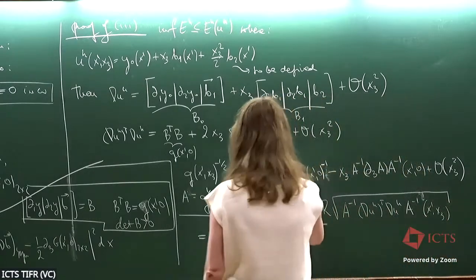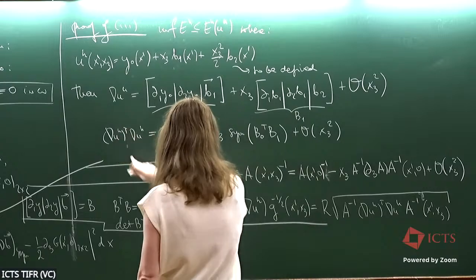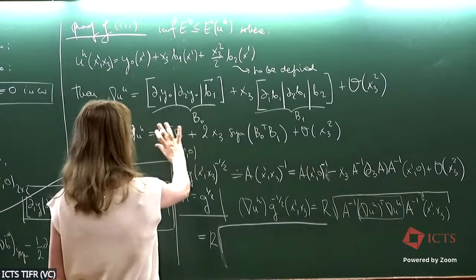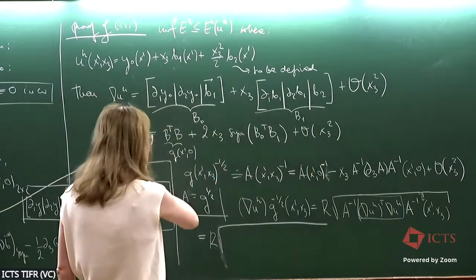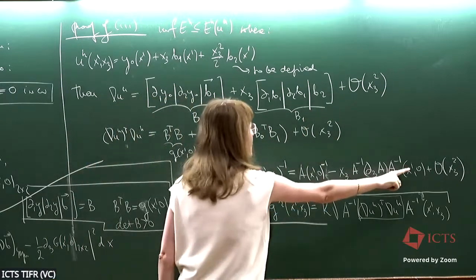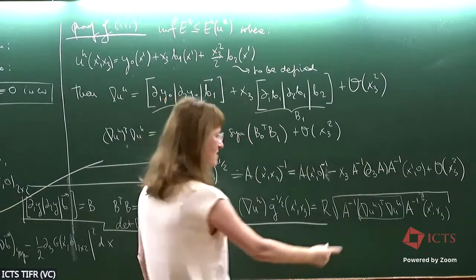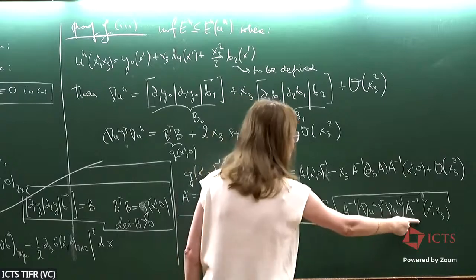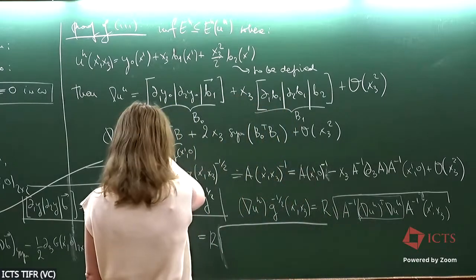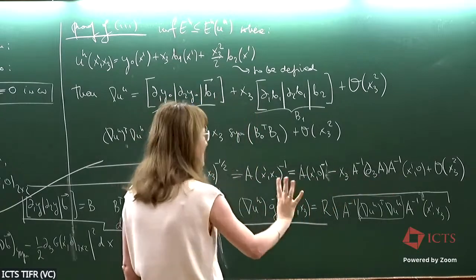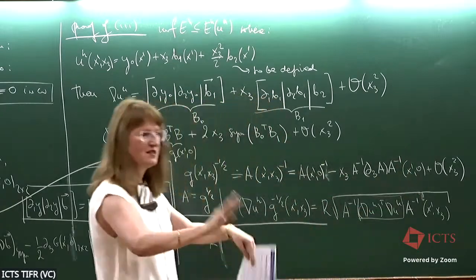Now I'm going to multiply. I computed gradient u_h transpose gradient u_h, and I have this formula. From the left, I multiply by this formula, and also from the right, I multiply by this formula: A inverse from the left, A inverse from the right. And let's gather terms.